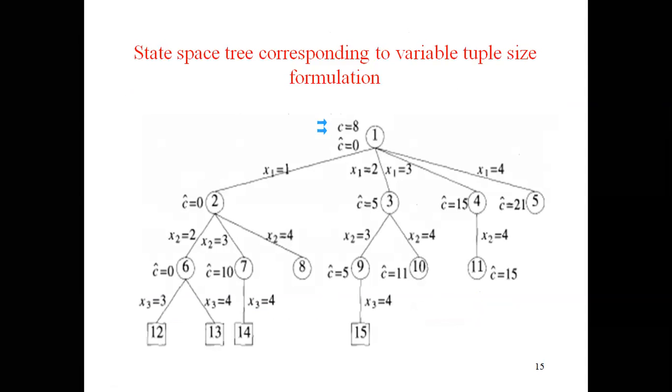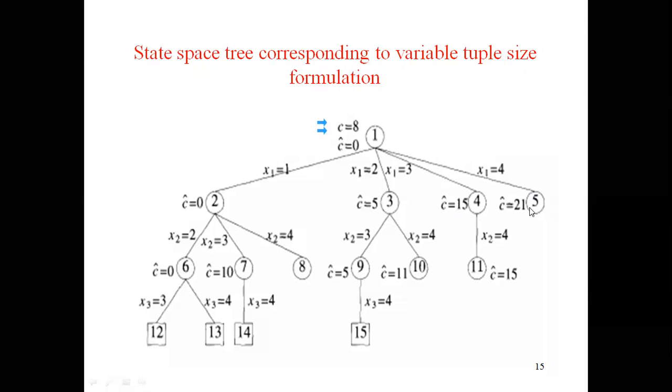So you can avoid nodes 4 and 5. Since the cost is 15 here, but the upper value is limited to 14 here. So 14 is less than 15. That is, cost 15 is greater than 14. So node 4 is killed. This particular path is killed. We are not considering this particular path.